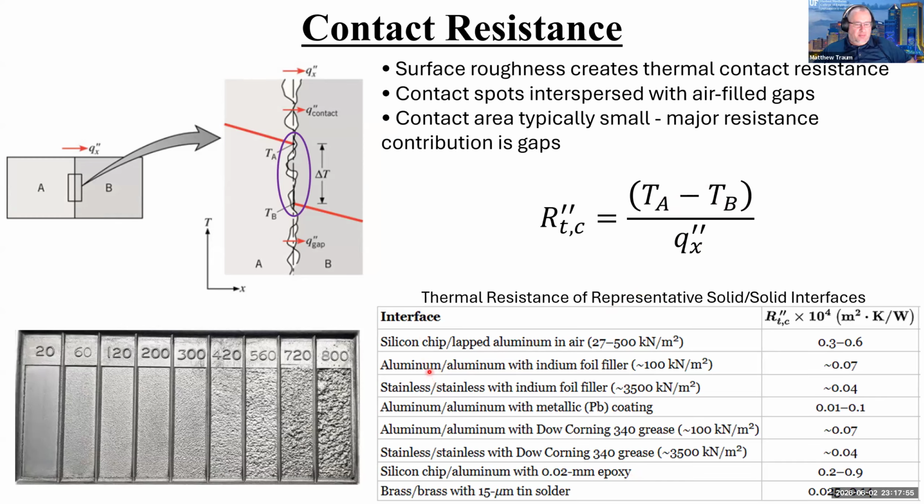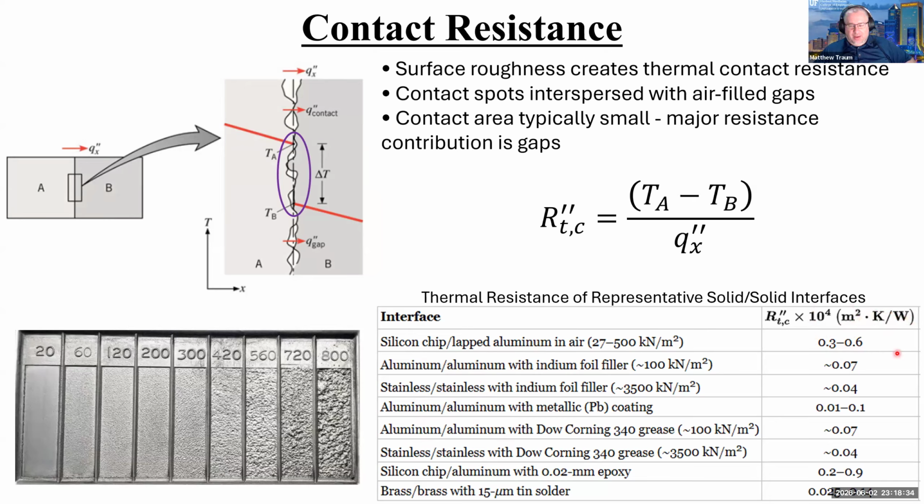These are all the same material, right? Lapped silicon chip. Let's see, silicon chip. Oh, okay, no, I'm wrong. I thought many of them were the same. So we've got aluminum, aluminum, aluminum, aluminum, stainless, stainless. This one is different. So we've got a silicon chip and lapped aluminum and air, and we have a thermal resistance of 0.3 to 0.6 times 10 to the fourth, in meter squared Kelvin per watt.